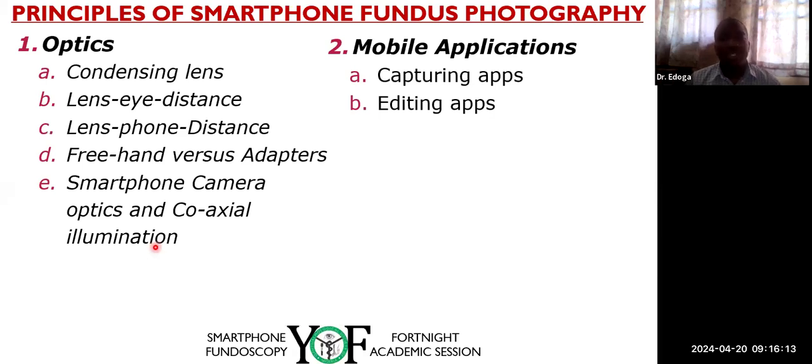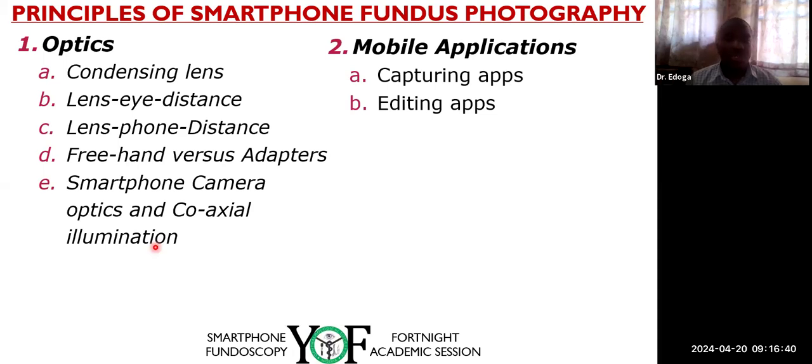So in terms of the optics, it's very important for us to understand some of the things that are involved in getting very good images. So for the optics, you have 5 things. For the mobile applications, you have 2 things in addition to the skill that you develop, but these are going to help you.